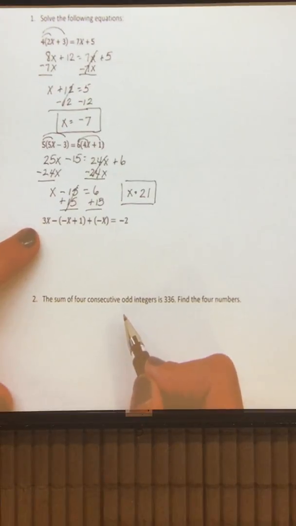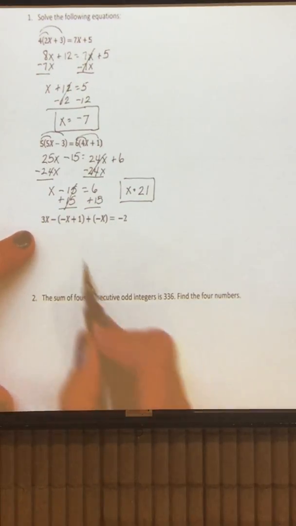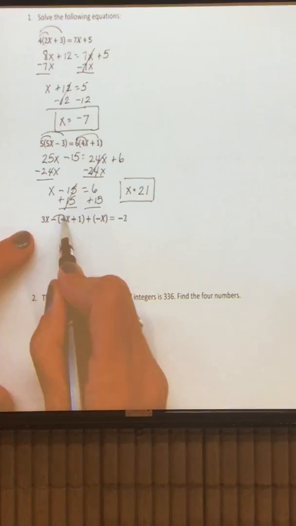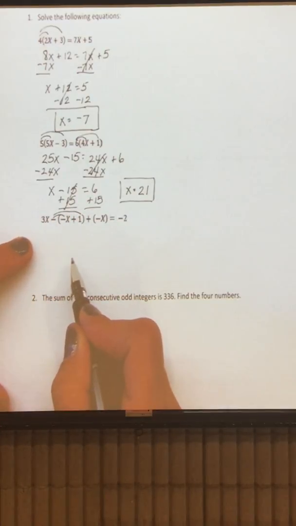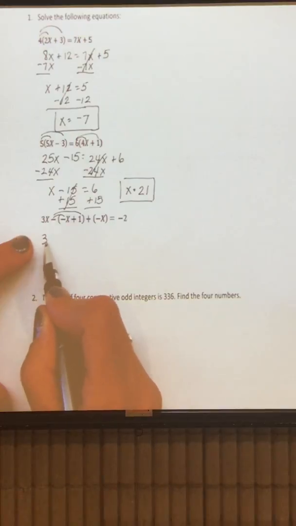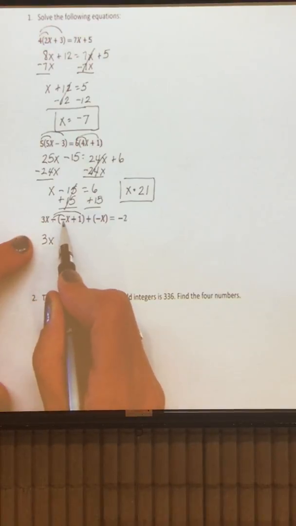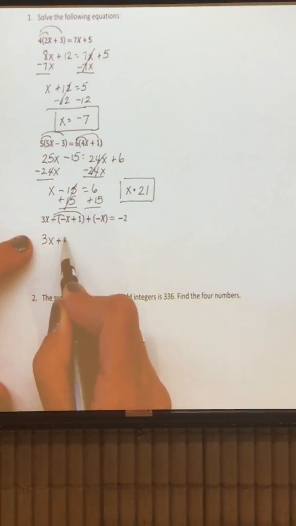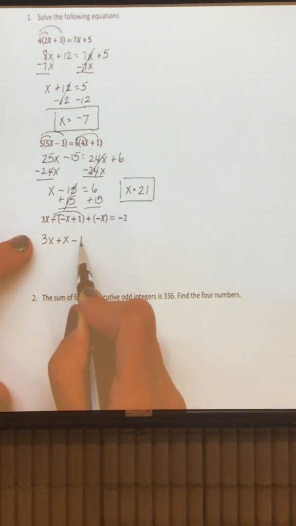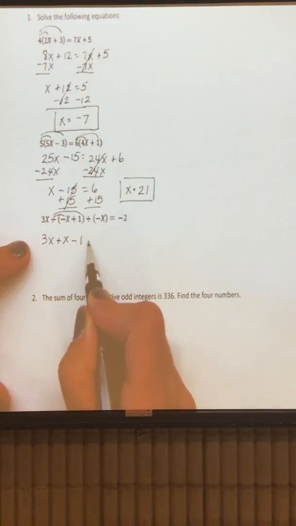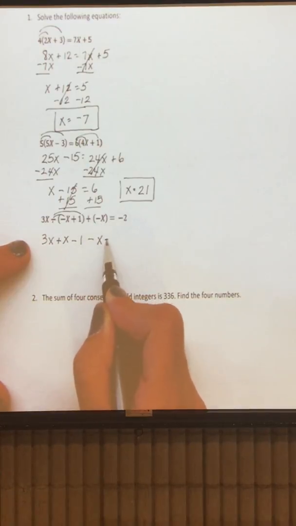The third problem from number 1. You want to distribute the negative to each of these terms inside the parentheses. So you have 3x. A negative times a negative is a positive x. Negative times a positive is negative 1. Minus x is equal to negative 2.